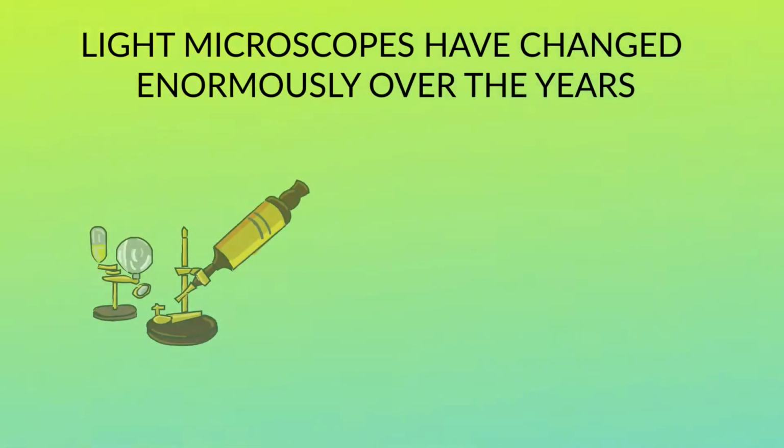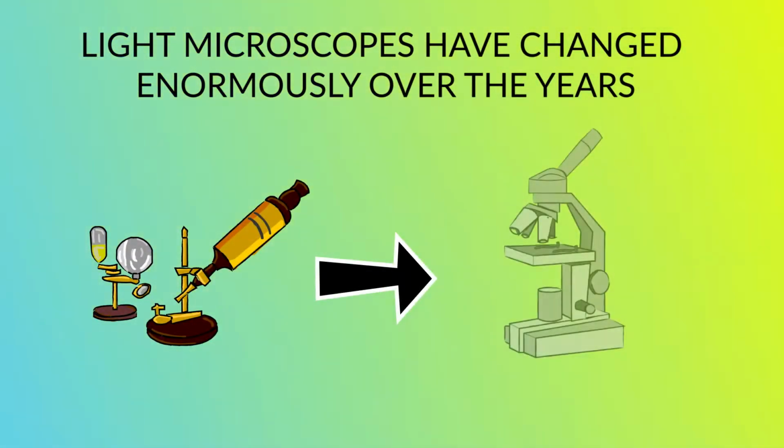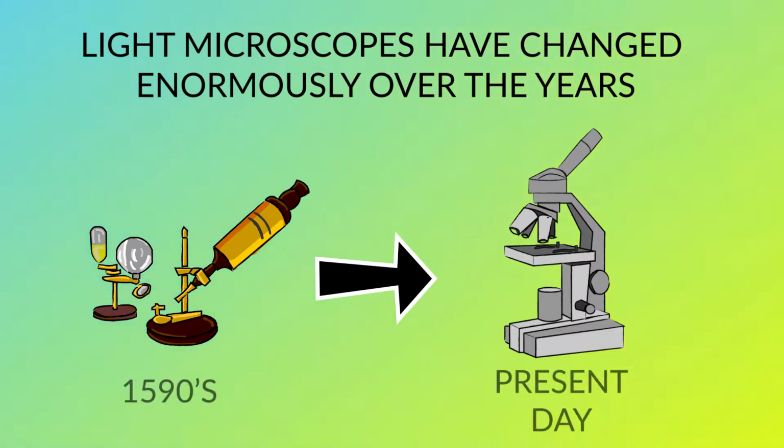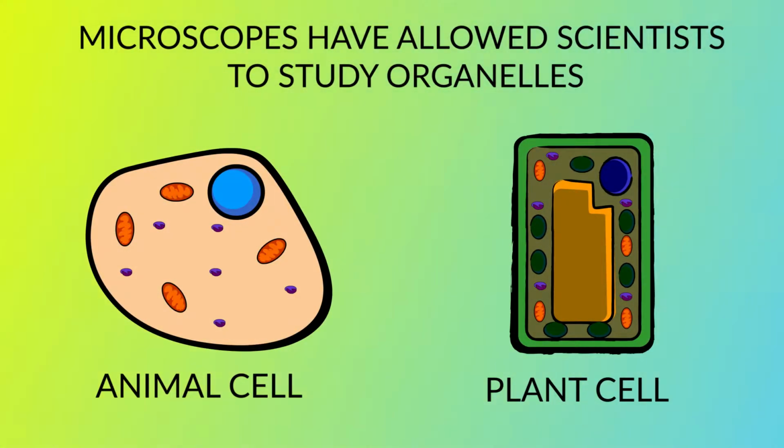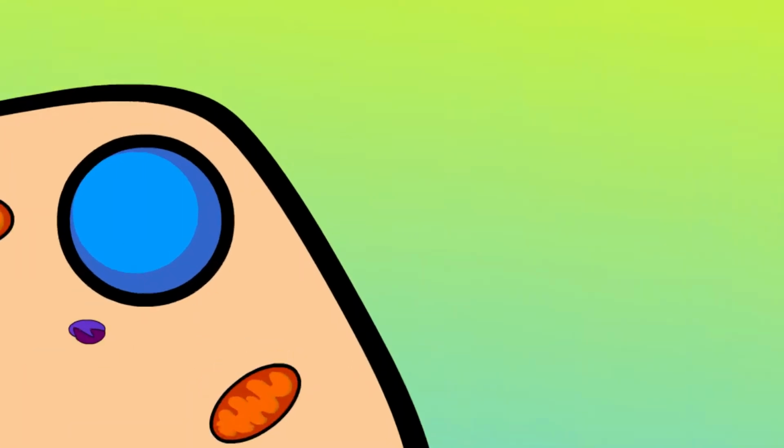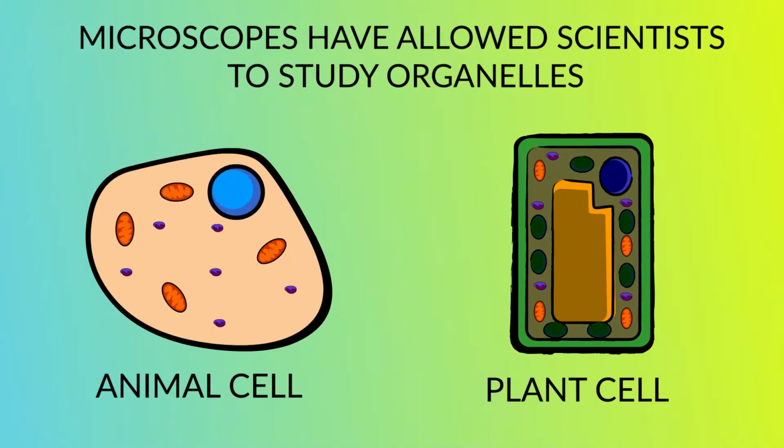Microscopes have changed enormously over the centuries. The light microscope was first invented back in the 1590s. The light microscope opened up a whole new world to scientists, where they could see things like the nucleus of an animal cell and chloroplasts in plant cells.